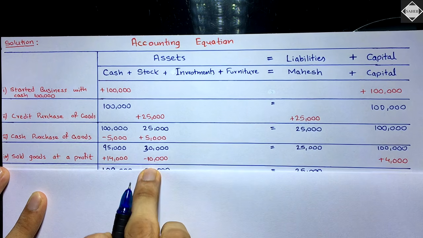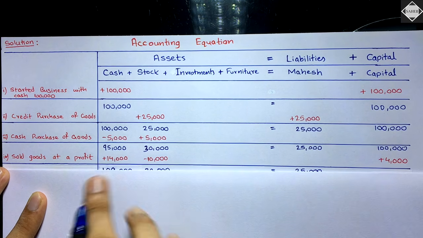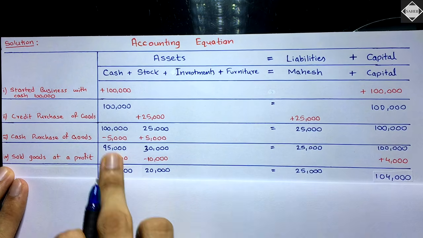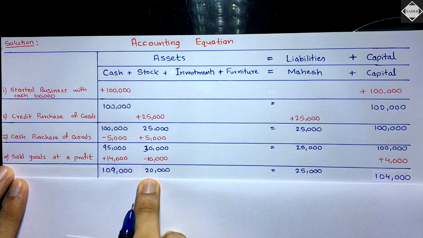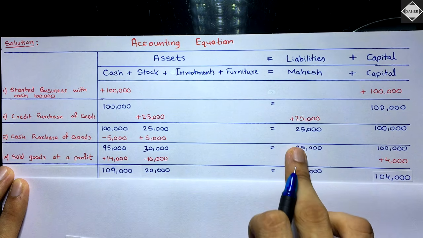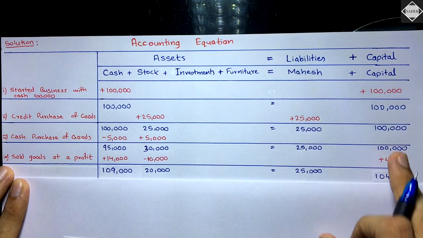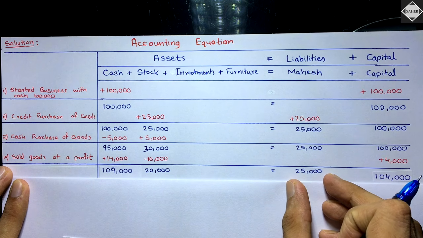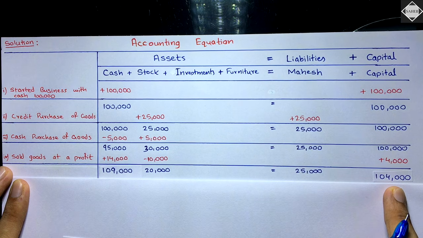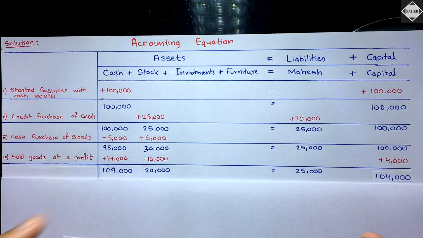See, plus 14 minus 10, only plus 4, right? So it is equal. See the total balance column, 95 plus 14, that is 1,09,000. 30 minus 10, that is 20,000. 1,09,000 and 20, that is 129. And see here, 25 you already had, so as it is. And then 1 lakh plus 4, 1,04,000. So 1,04,000 plus 25, that is equal to how much? That is equal to 1,29,000. It will always be equal.